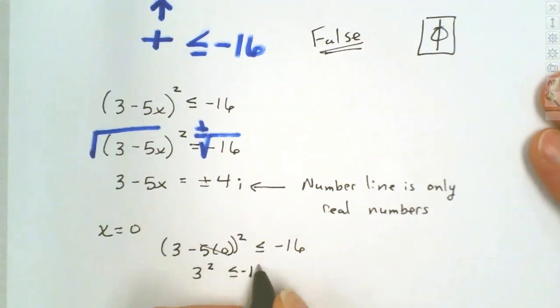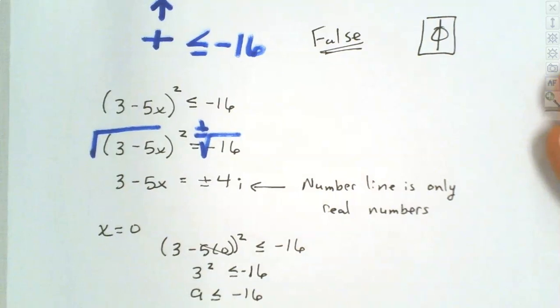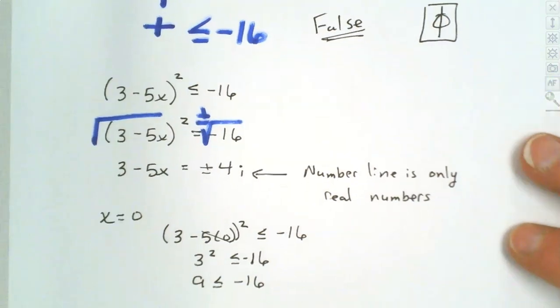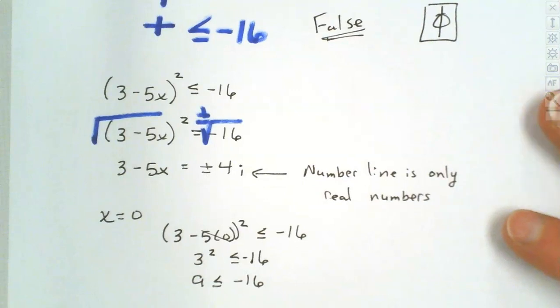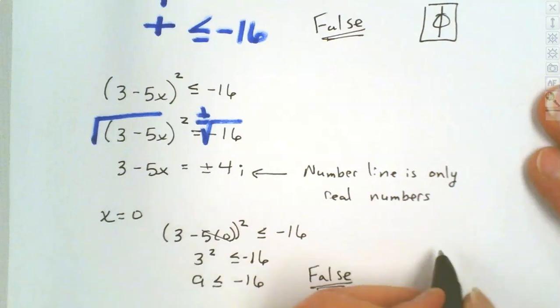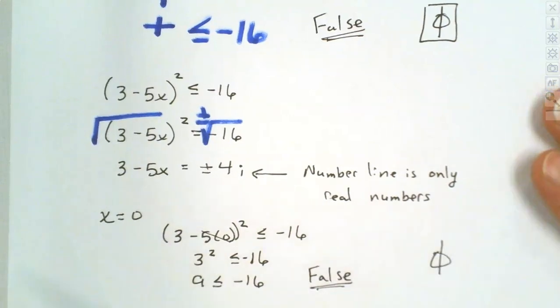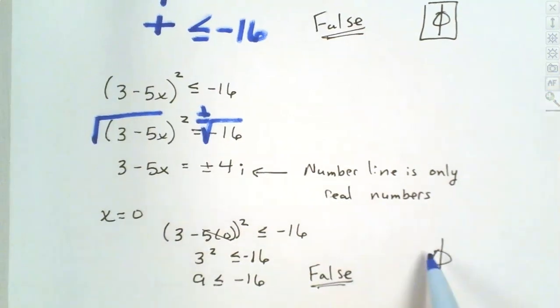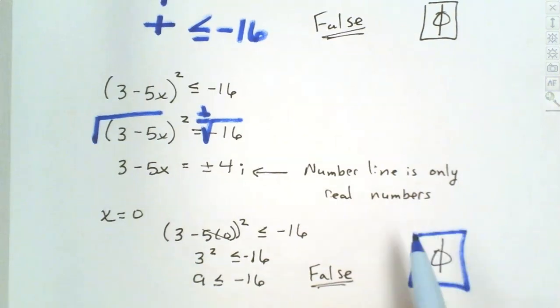And what do we know about 3 squared? 9. And is 9 smaller than negative 16? Can that ever happen? Is 9 smaller than a negative 16? No. So again, what is the solution? Either way, it is false. And your answer on that one would be what? No solution. Now, if it was going the opposite direction and it was greater than, then what would your answer be? It would be true and it would be all real numbers.